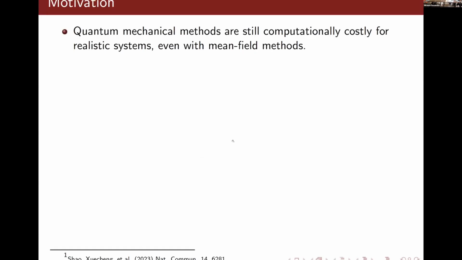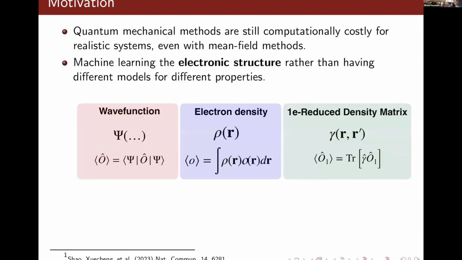So I'll start with a brief motivation behind my work. Standard quantum mechanical methods are still very costly if one wants to simulate realistic systems. And that's even true with the so-called mean field methods like Hartree-Fock theory or density functional theory, which scales as n to the power 4 or n to the power 3 with respect to the system size. So in our case, we aim to tackle that problem by building machine learning models.